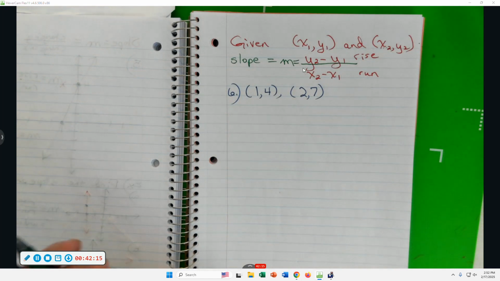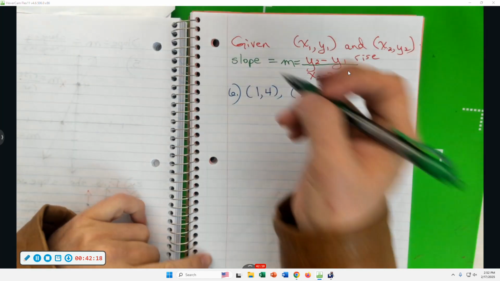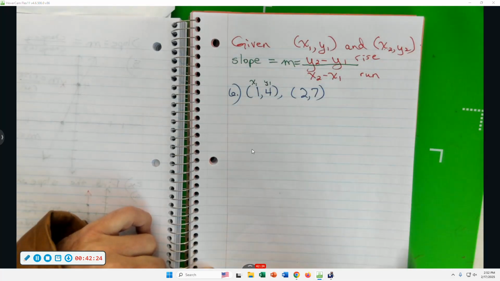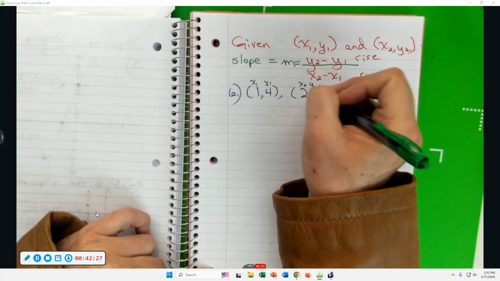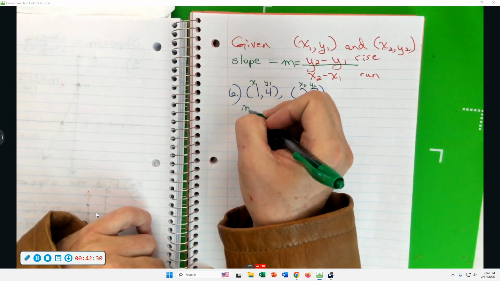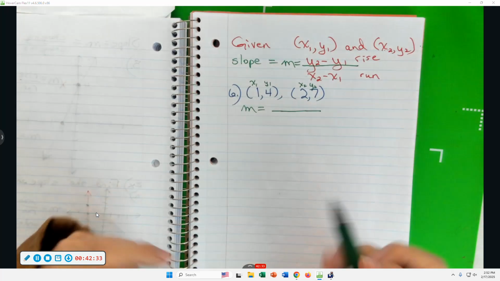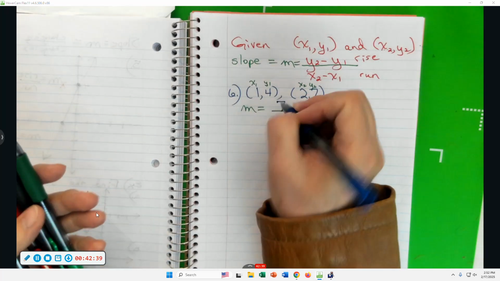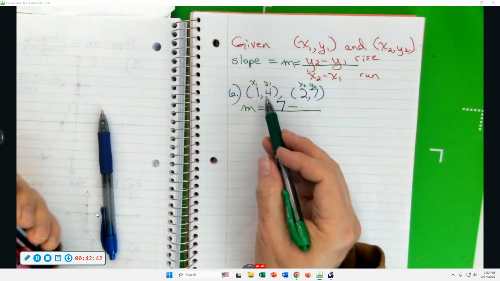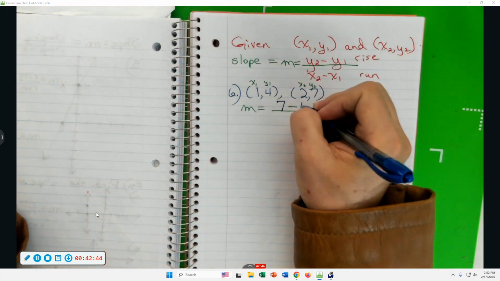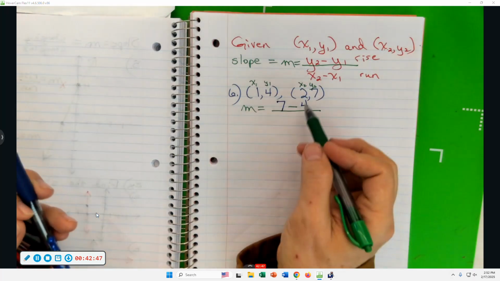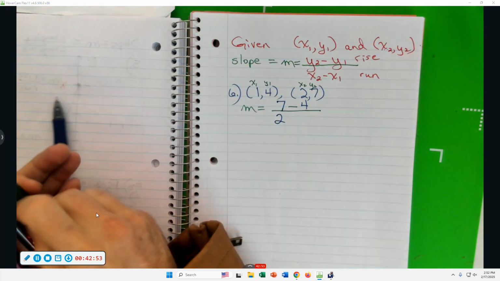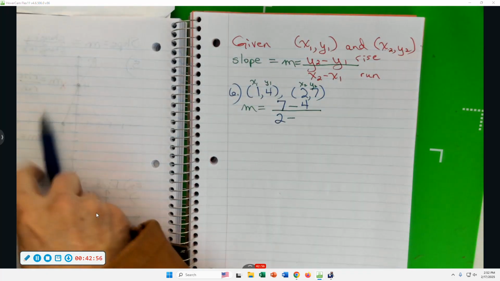Let's use our formula. Just like I did with distance and midpoint, the first point I write down, I'll think of as X1, Y1. The second point I wrote down, I'll think of as X2, Y2. So here we go. M equals the second Y, 7, minus the first Y, 4, all over the second X, 2, minus the first X, 1.